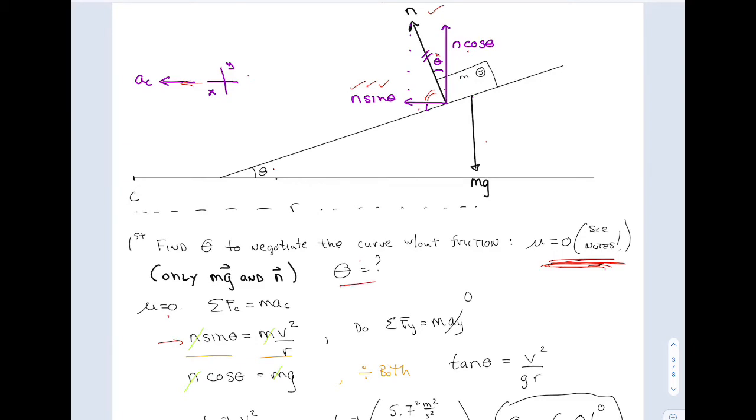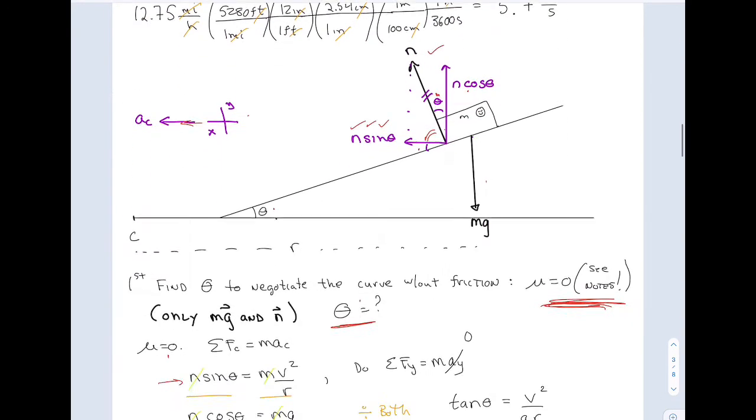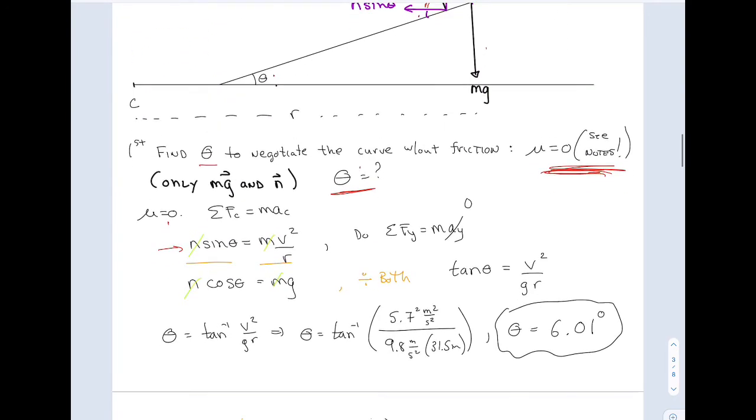Well, I'm trying to find the banking angle. They don't give you the banking angles; you have to find the banking angle. Okay, so find the banking angle so the car can negotiate the turn without friction.